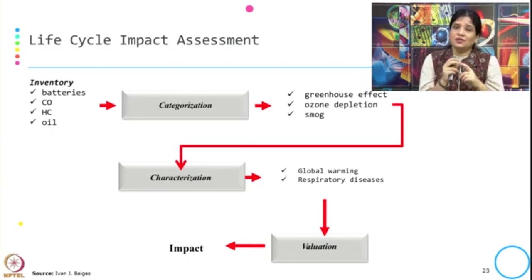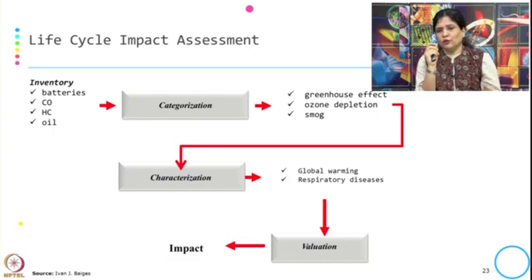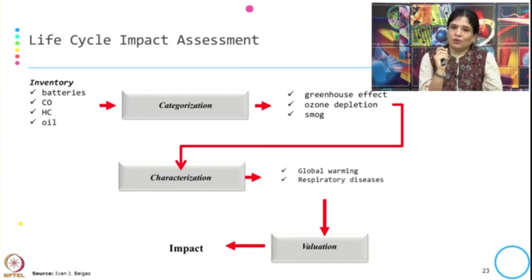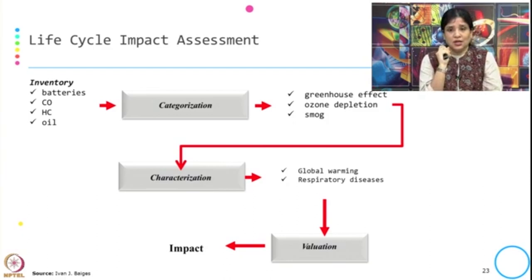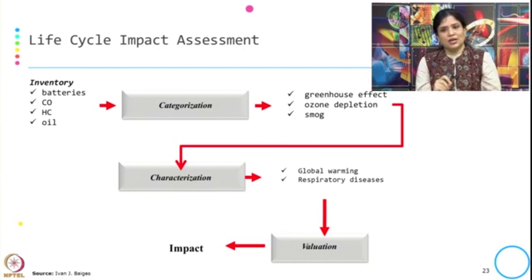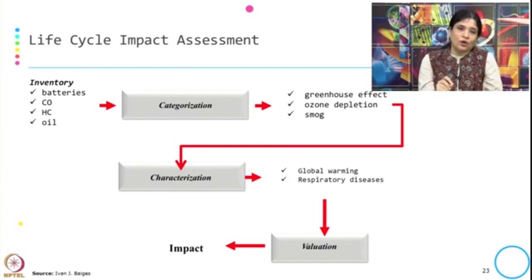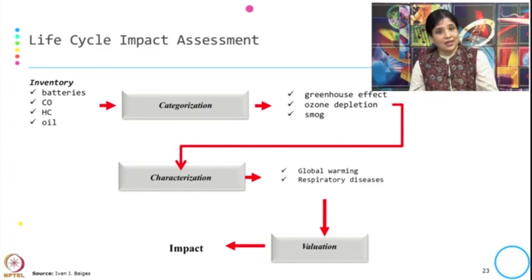Now, the next step is characterizing them. How do you do the characterization? To find out what it leads to. So, if there is a greenhouse effect, then it leads to global warming. If it is smog, then it leads to respiratory disease. Now, doing the valuation of this characterization, that becomes the impact for the society. And we know in this example, both of these things, global warming and respiratory disease, are impacting the society on a very high scale.